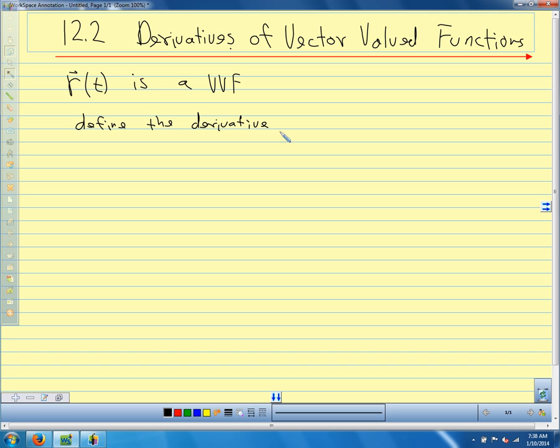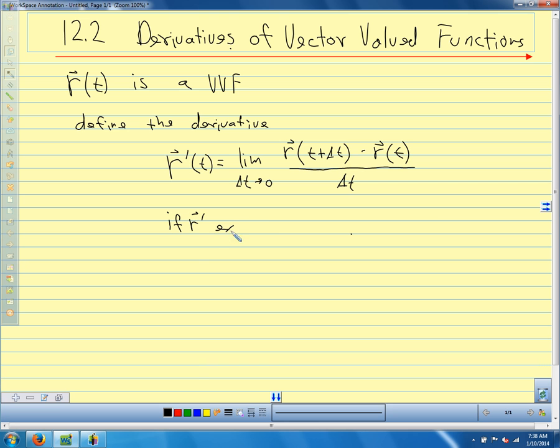Just like we define the derivative of a single variable function, we're going to say r prime of t equals the limit as delta t approaches 0 of r of t plus delta t minus r of t over delta t. So that's how we're going to define our derivative. And we say that if r prime exists, we call the vector valued function differentiable.